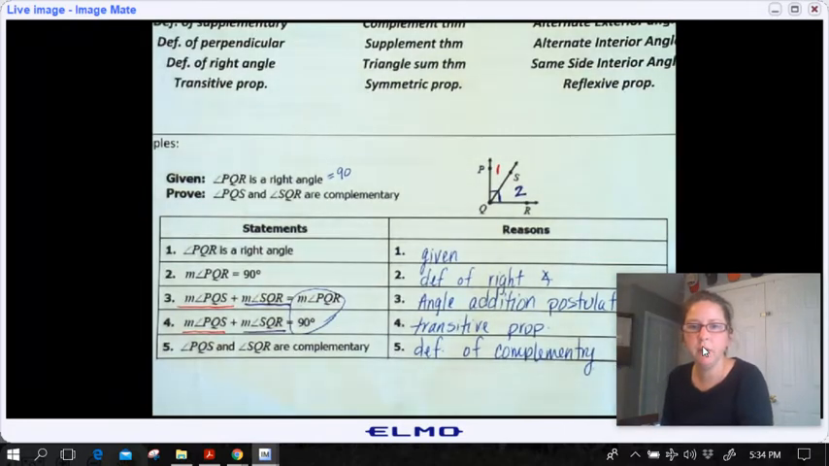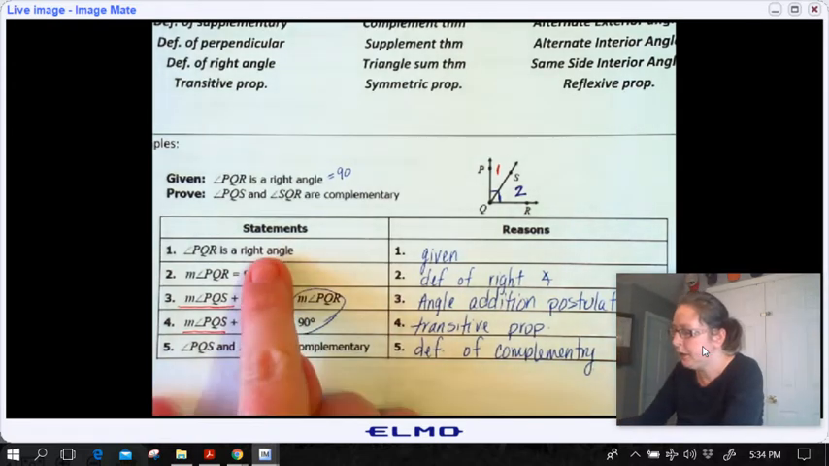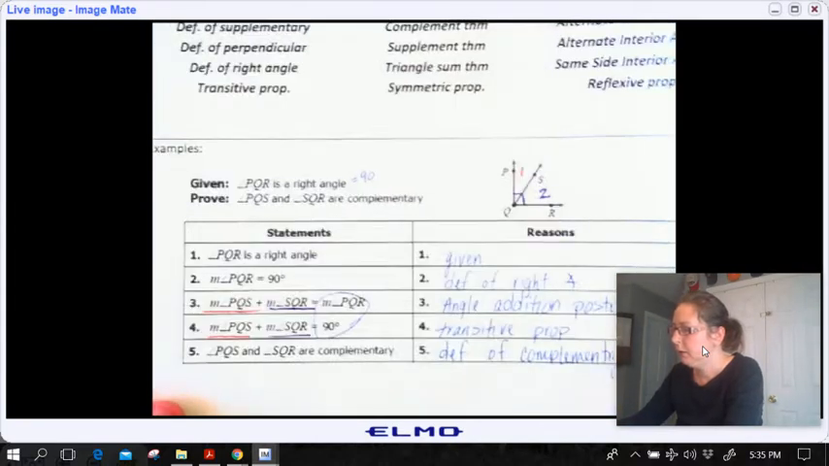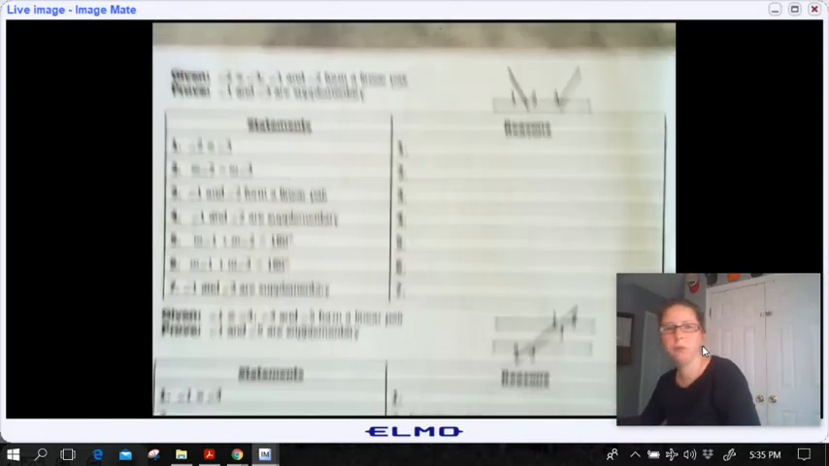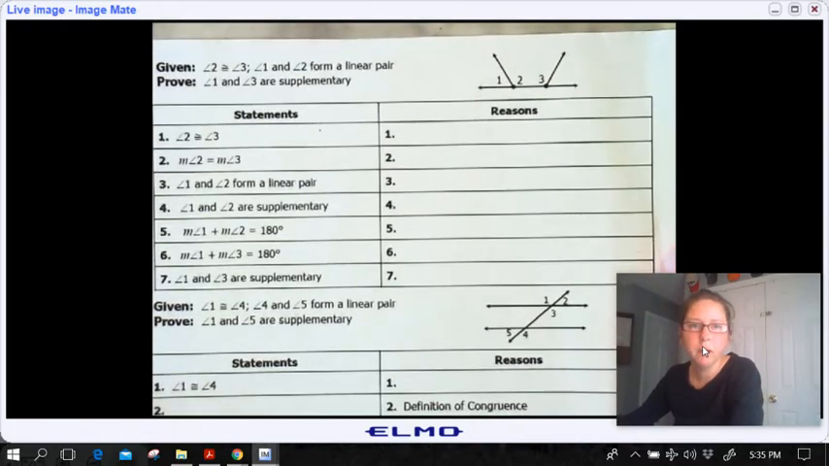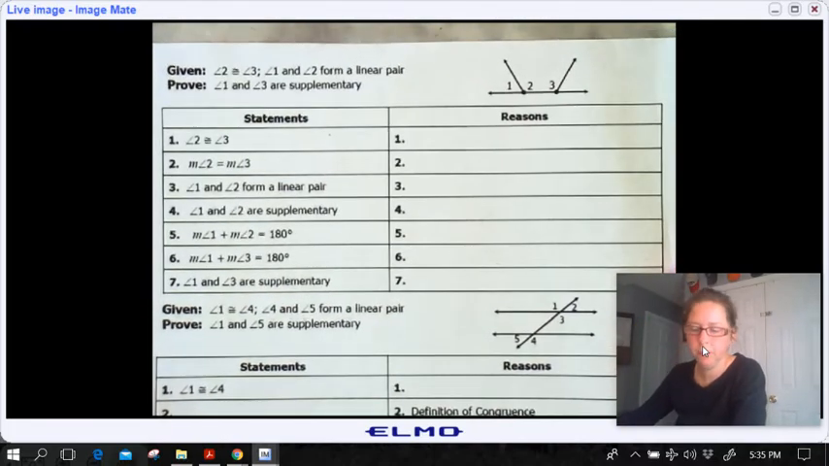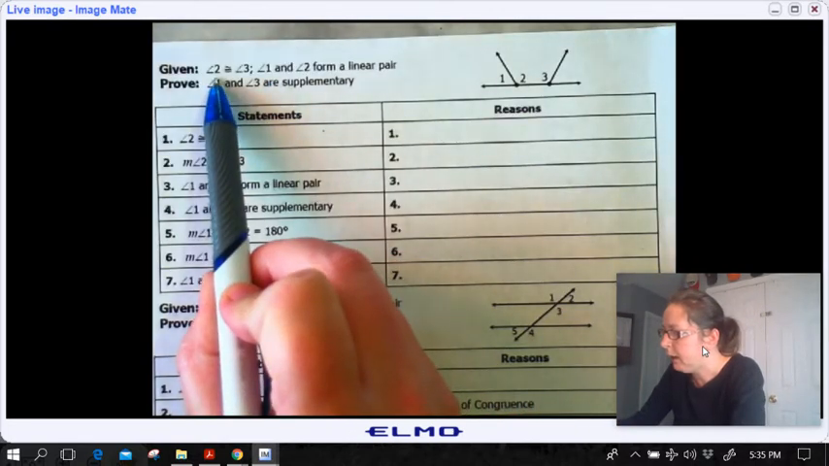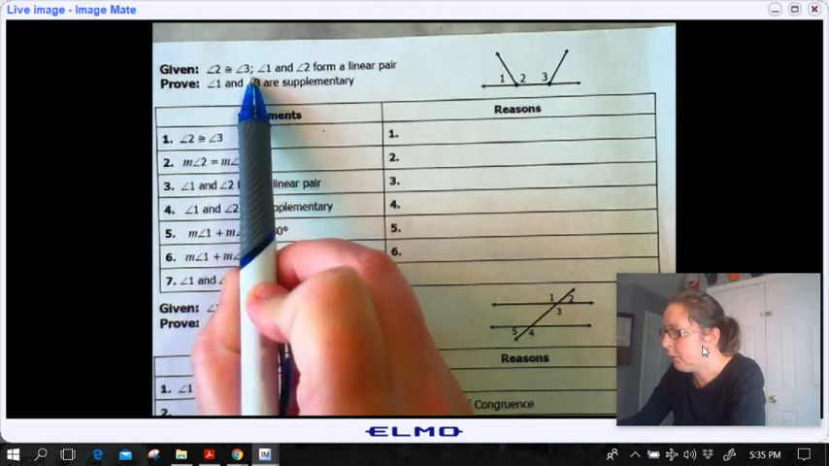And just notice how it uses definitions, postulates, and properties to go from what I know to what I'm trying to prove. Okay, let's take a look at a second example on the next page. And this is a larger one. Okay, so angle 2 is congruent to angle 3.